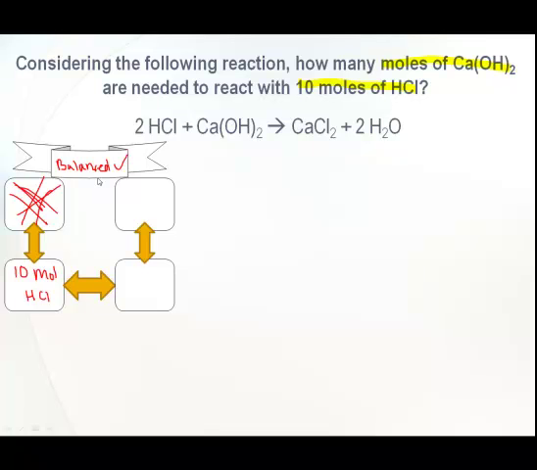All right, now we gotta look at where we want to go. It says how many moles of calcium hydroxide. So in this case, our wanted is going to be calcium hydroxide. So remember, the top box is for grams, the bottom box is for moles. I'm looking for moles, so I don't need this box. So I want to figure out from my reaction, if I have 10 moles of HCl, how many moles of calcium hydroxide do I need?